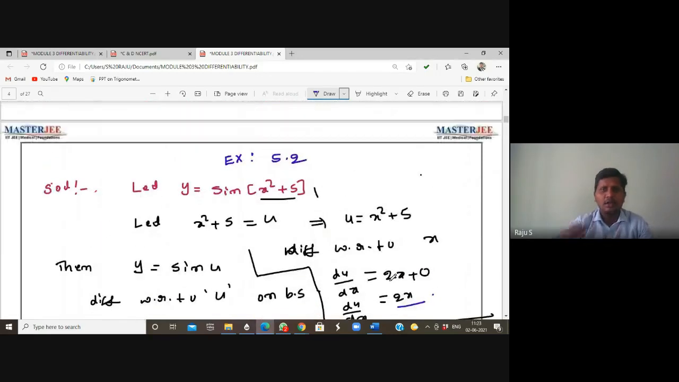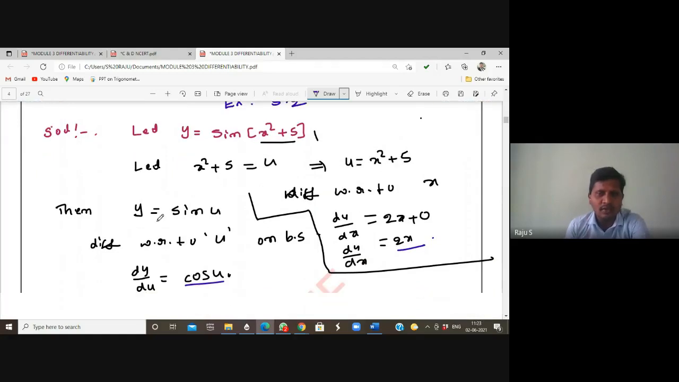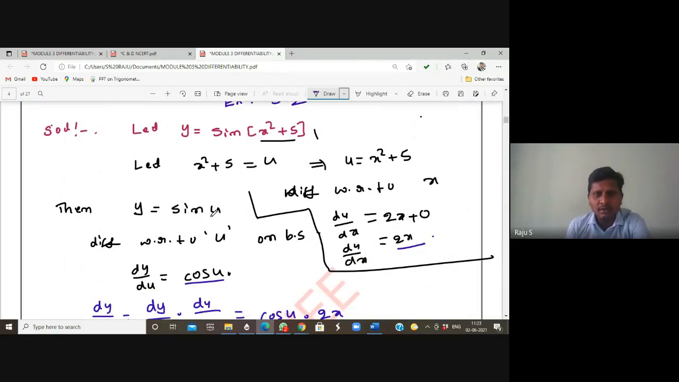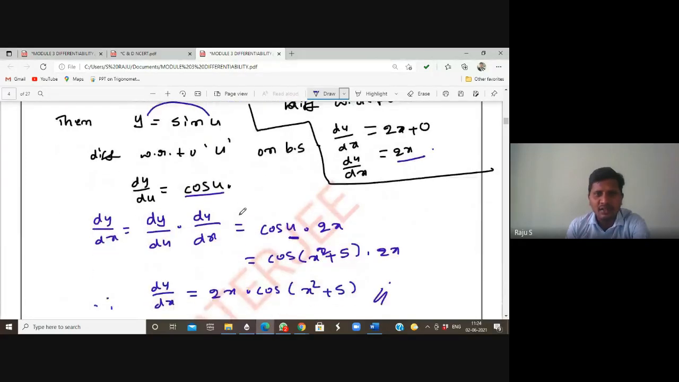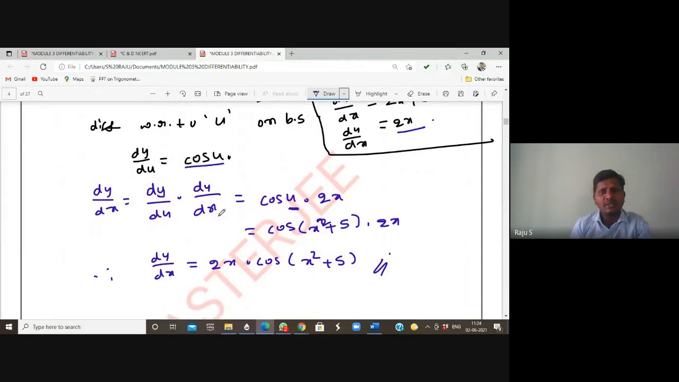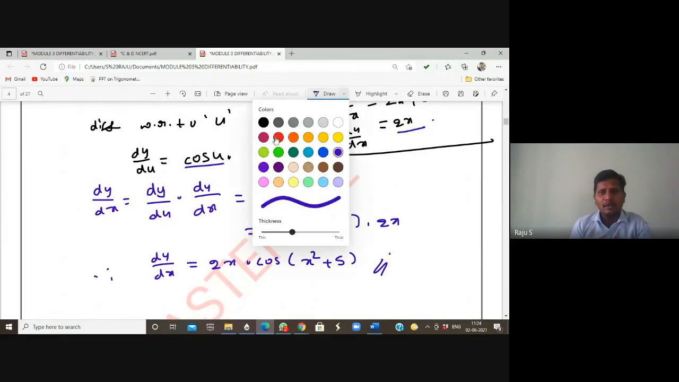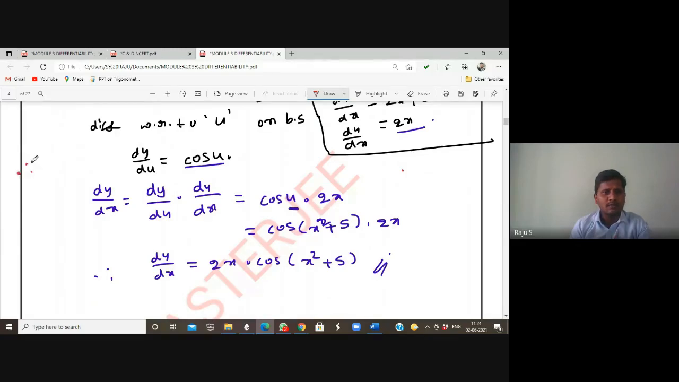Whatever the function within the bracket, you can consider it as u, then differentiate with respect to x. When you consider it as u, y becomes sin u. Here y is a function of u, so differentiate with respect to u and you'll get dy by du. After that, by the chain rule, you can write it like this.